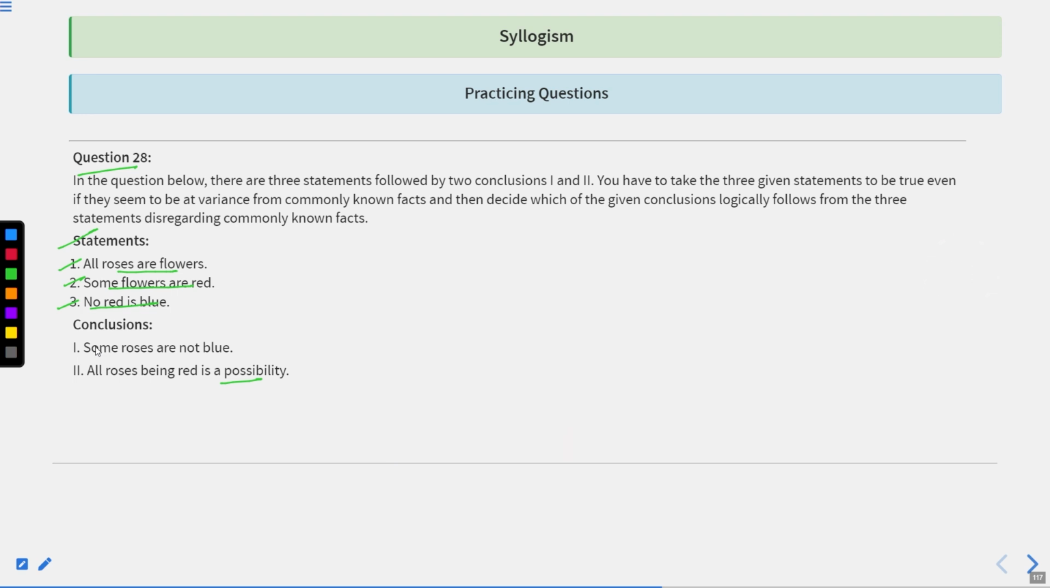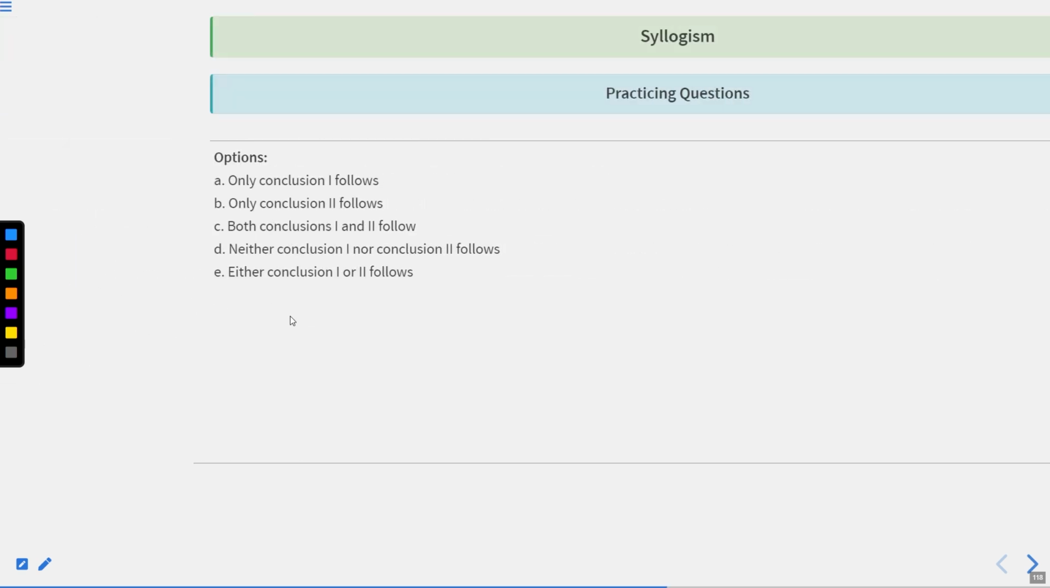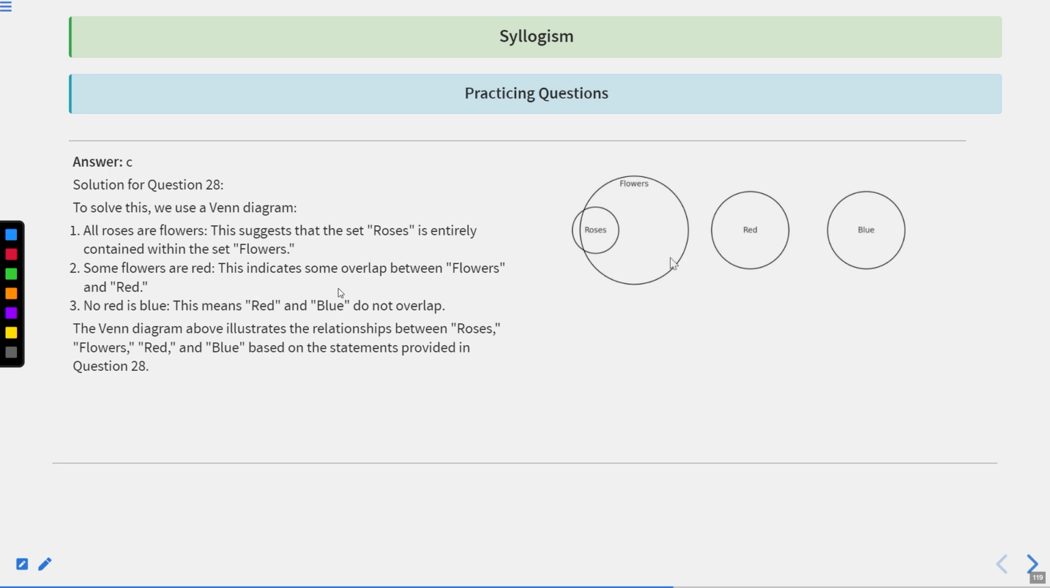Okay, my dear students, I suppose you were able to draw the Venn diagram. Let's switch to the conclusion and let's try to figure out whether the statements follow from the Venn diagram or not. Again, all roses are flowers. Correct diagram? Not at all.